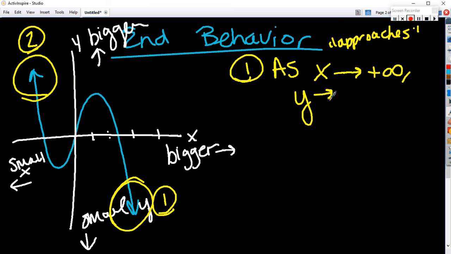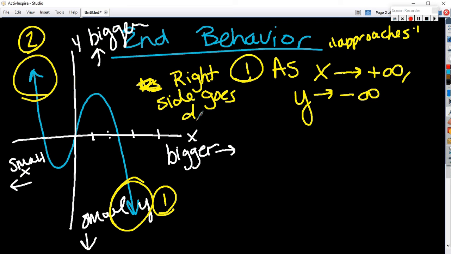what does y do? In other words, does y get really big or really small? Small. Why? Because x is getting bigger. It's going down. The graph is going down. So I say negative infinity. This would say the right side goes down. Right meaning x is big, down meaning y is negative.